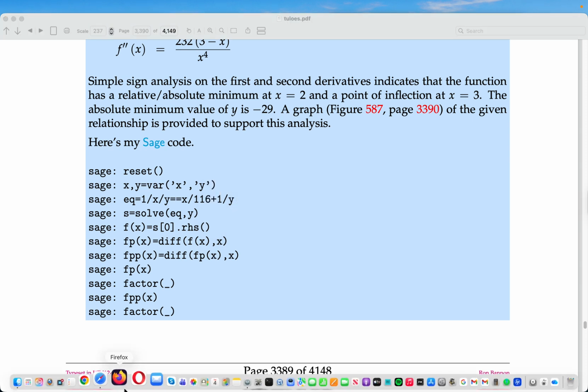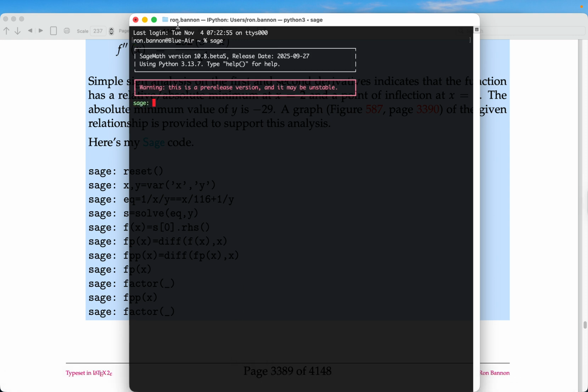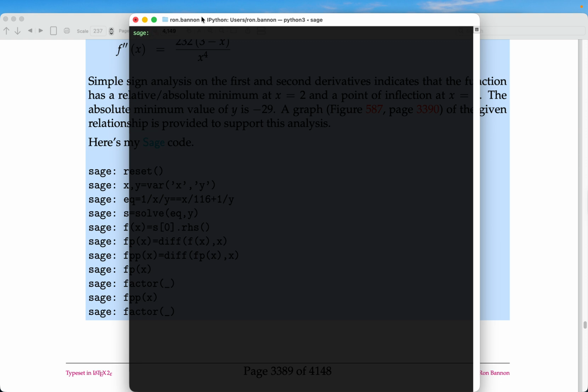I got to open up Sage first of all. So let me launch a terminal. I'm going to type in the word Sage. This launches an application called Sage. It's all in my computer. And I'm going to clear the screen. And I'm going to start typing in the code.